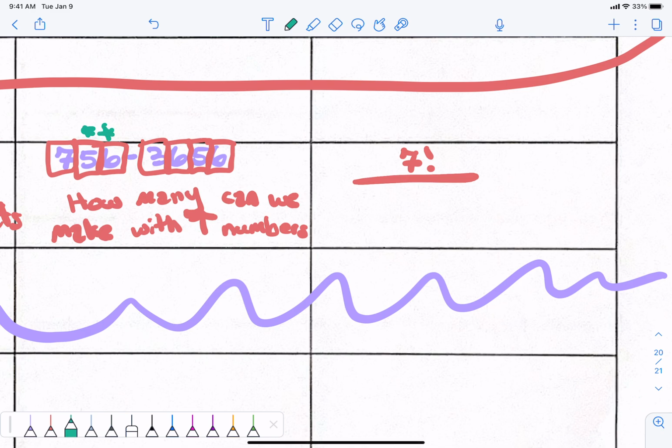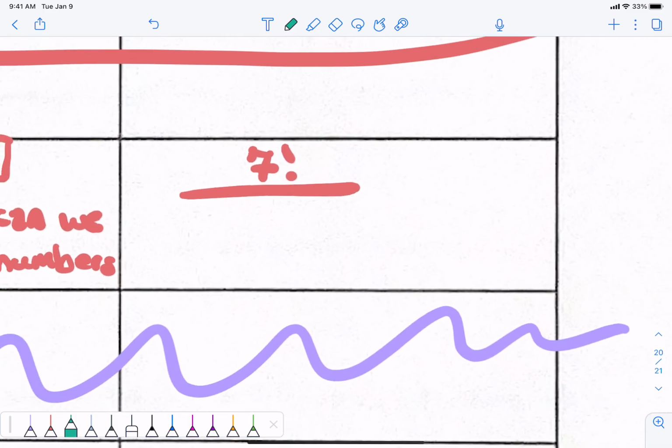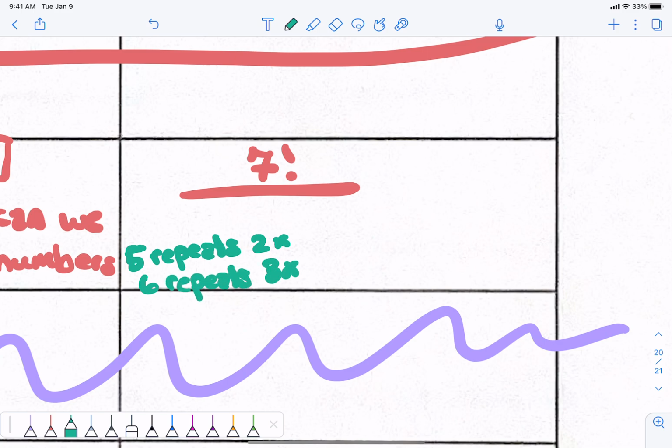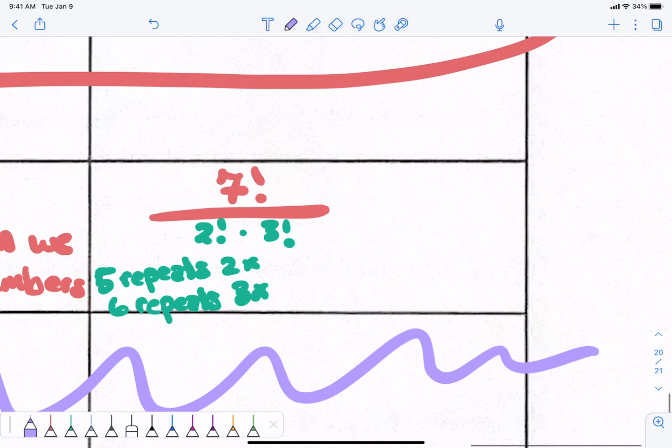So here's why I wanted to do numbers. What numbers go on the bottom of the 7? Not 5 and 6. How many times does the 5 repeat? 2 times. 6 repeats 3 times. So you don't put 5 and 6 on the bottom. You put 2 and 3 on the bottom. So we have 2 factorial times 3 factorial. Does that make sense? That's why I wanted to do numbers instead of letters. If they give you numbers, it's the number of times it repeats. It's not the actual number.